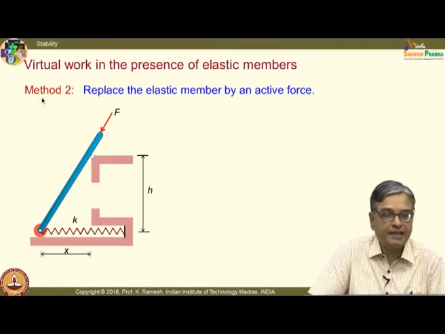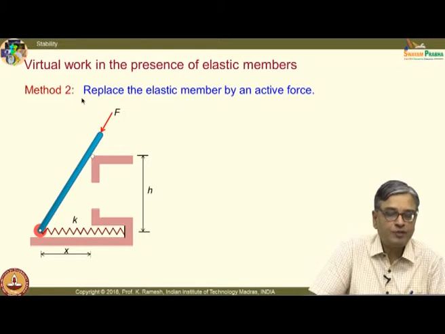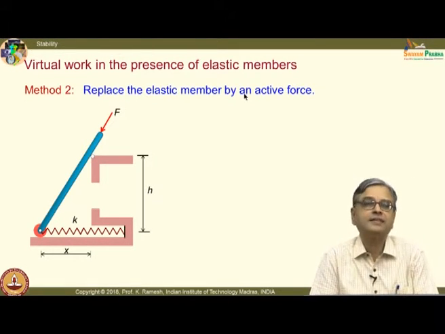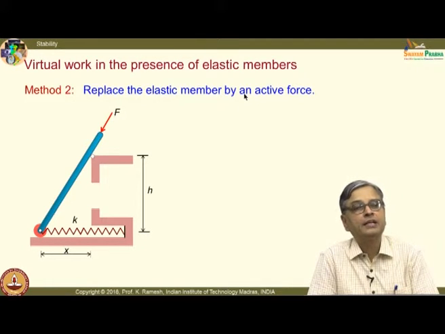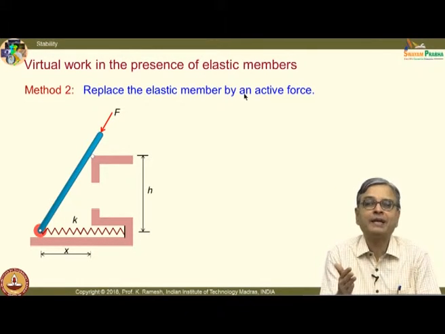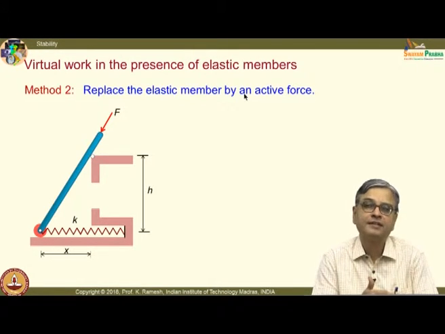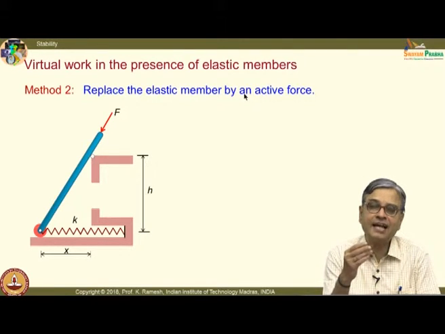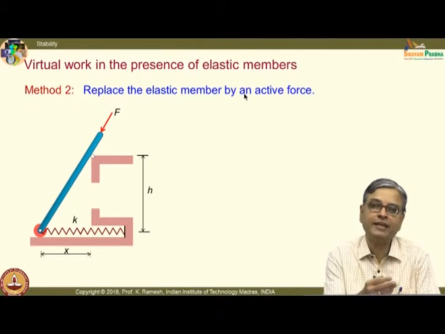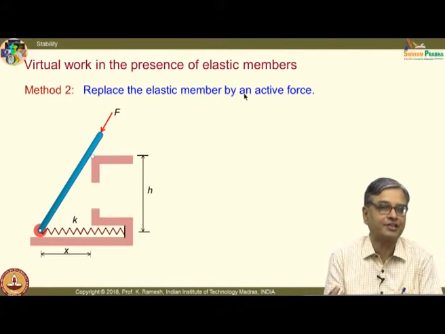What is the other way I can solve the problem? Is there any other method? I can also replace the elastic member by an active force. This is the trick that people employ when I have to find the support reactions. There again, replace the support by the respective forces which we have modeled earlier, and then treat that as an unknown active force. Your virtual work equation will finally give you the value of that reaction.